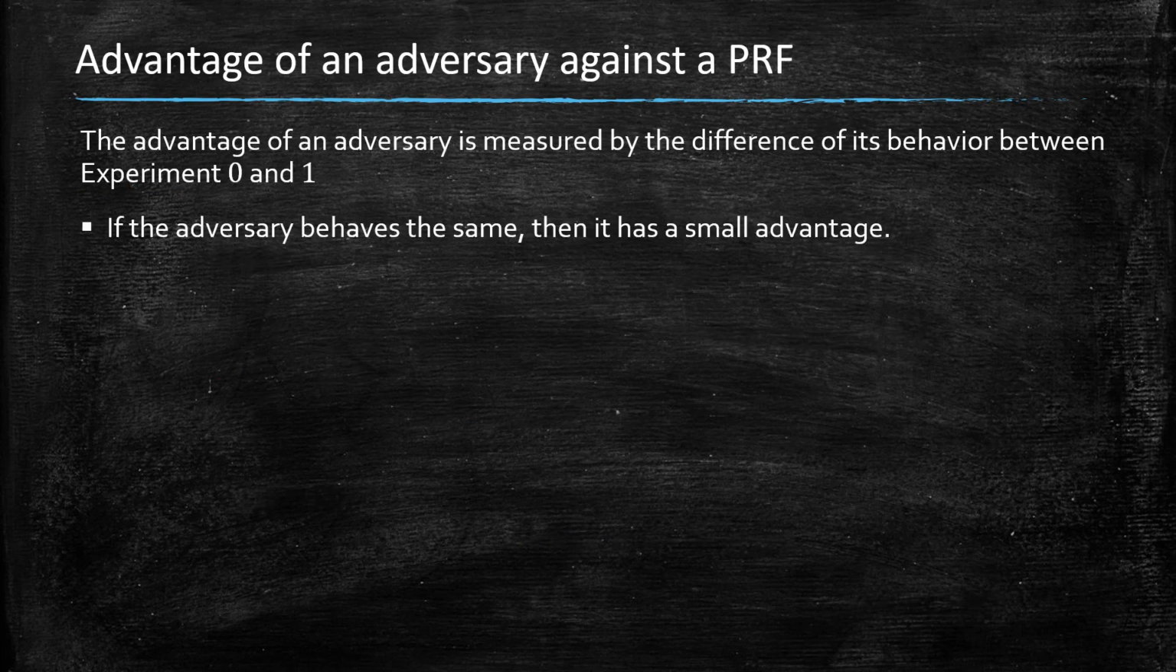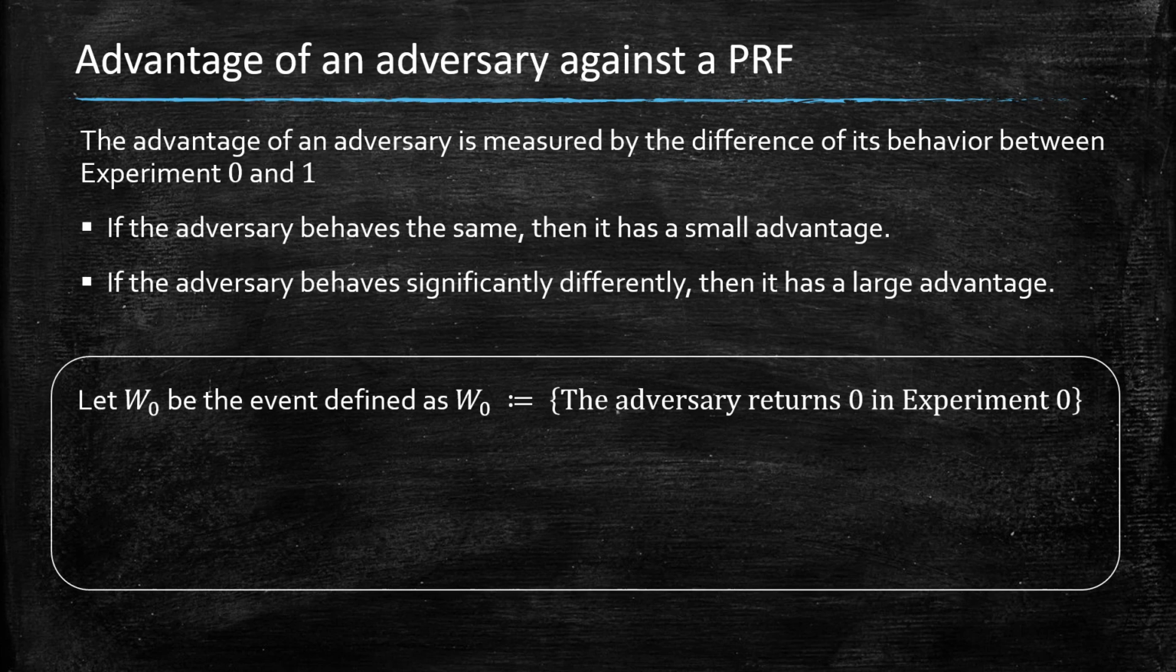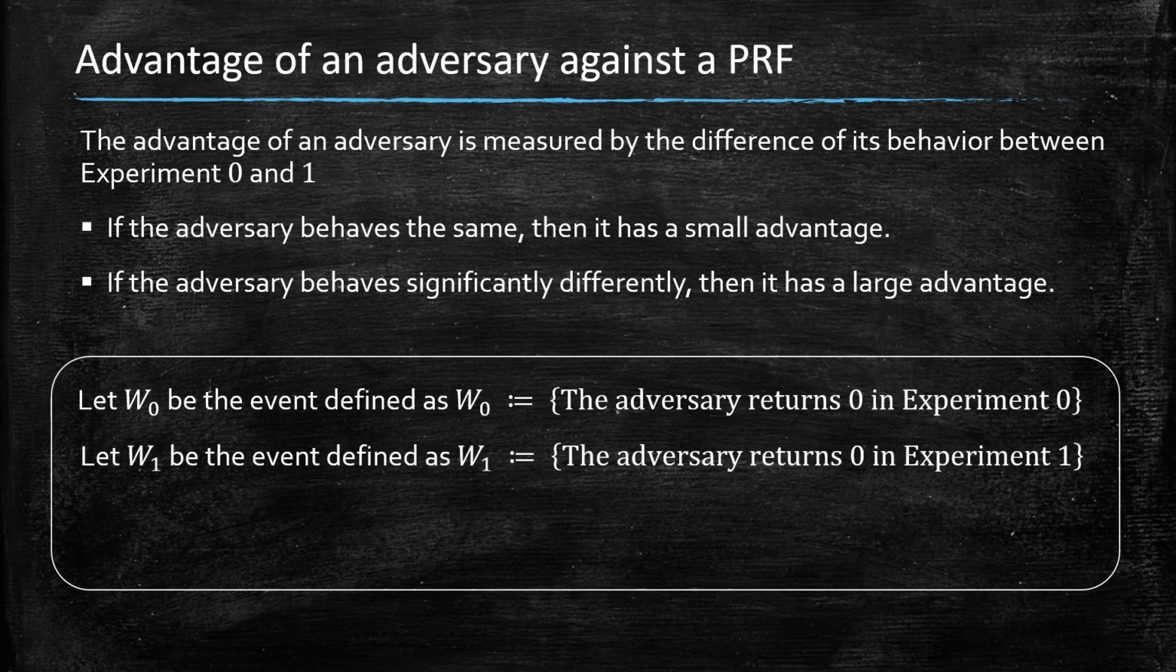The advantage of the adversary, of course, is the difference in terms of behavior between experiments 0 and 1, which is defined exactly the same as in the semantic security game, which is we define the event W0 as the adversary returning 0 in experiment number 0, and W1 as the adversary returning 0 in experiment 1, and the advantage is the difference between those two values. So let's work out an example.